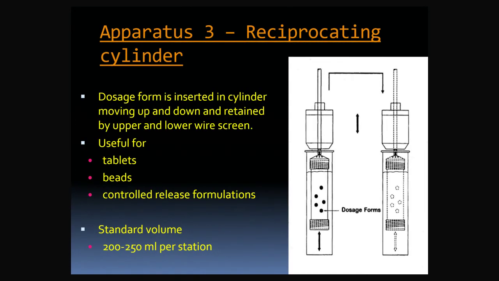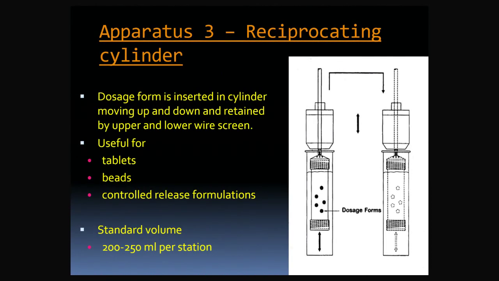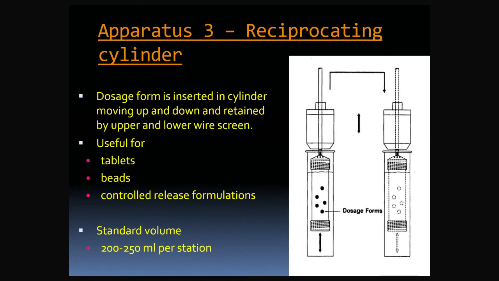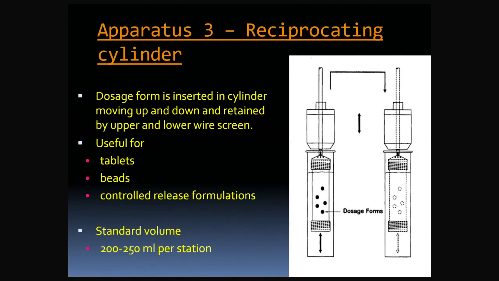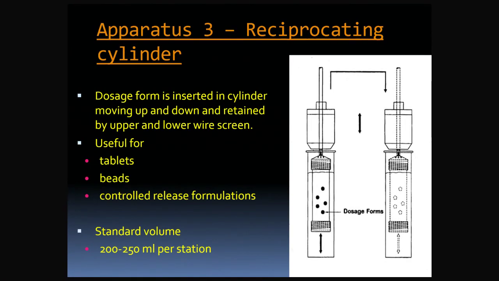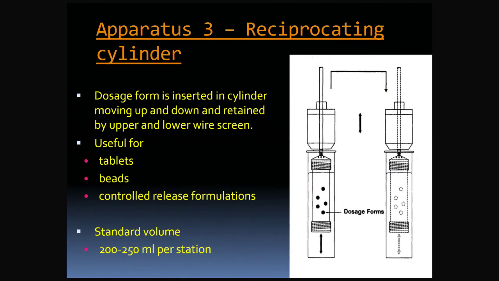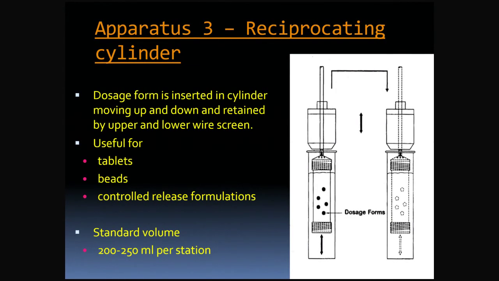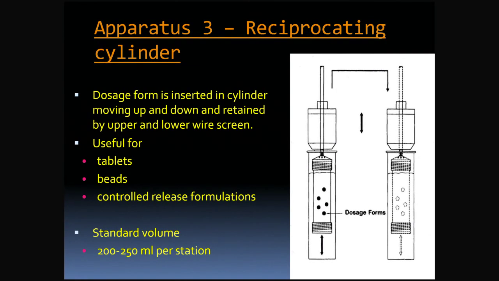USP Apparatus 3 introduces a distinct mechanical dynamic where the dosage form is held within a glass cylinder that oscillates vertically between upper and lower wire screens. This reciprocating motion forces the solvent through the mesh, creating a high degree of turbulence that effectively strips away the stagnant diffusion layer surrounding the drug particles.